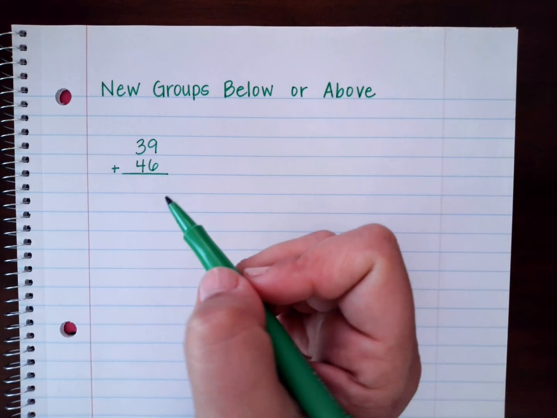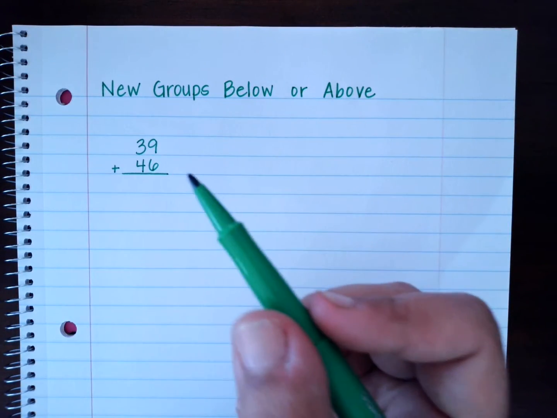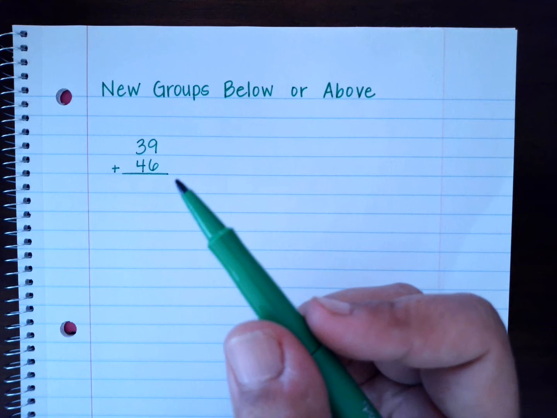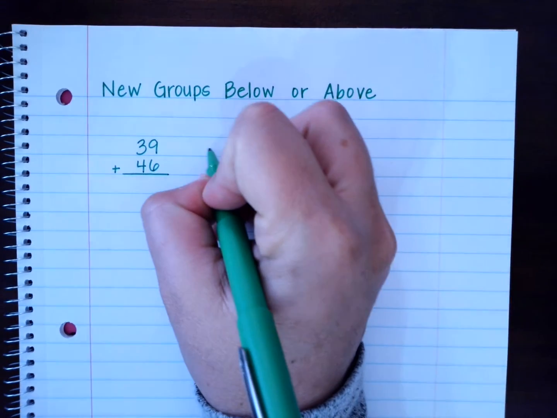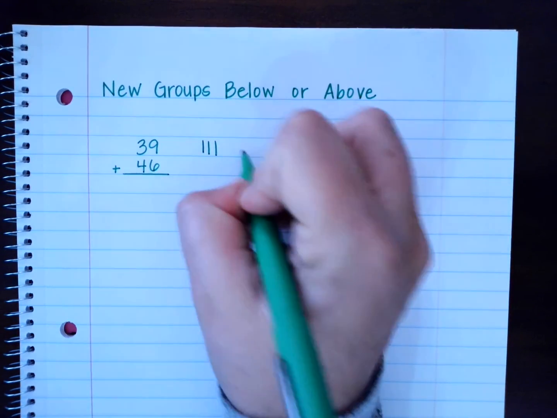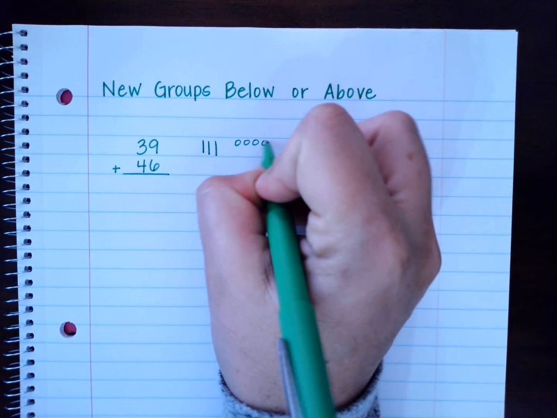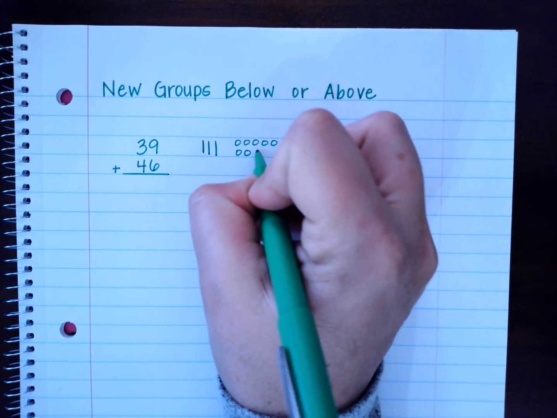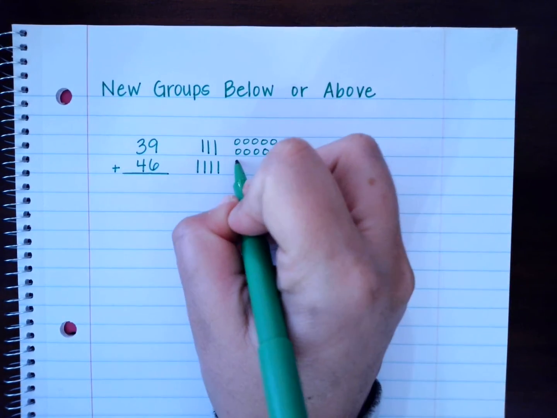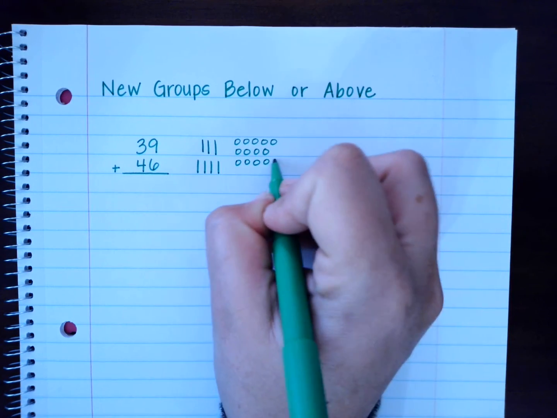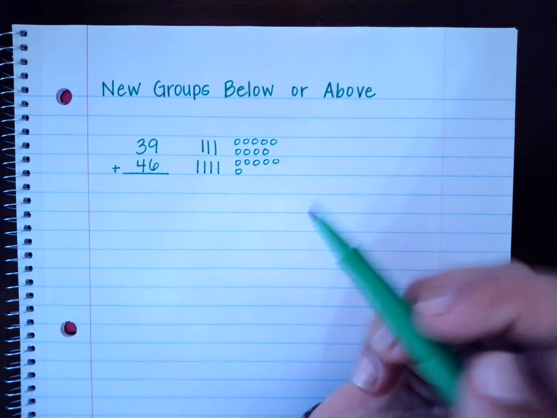Okay, so first what I'm going to do is I'm just going to draw both of my numbers just to help me get through each of my steps. So I'm going to start by drawing 39. So 3 tens and 9 ones, and 46, 4 tens and 6 ones.